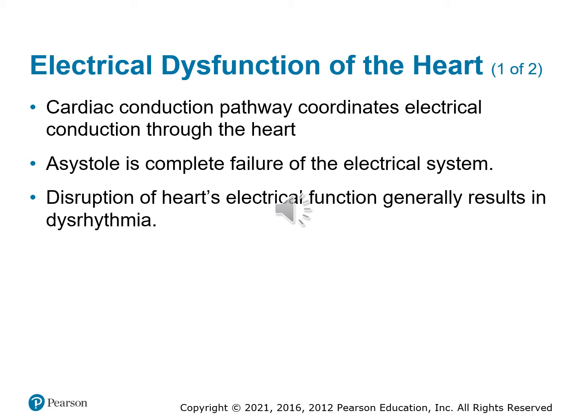On the electrical side, the cardiac conduction pathway coordinates all that electrical conduction through the heart. So if there's a problem with the pathway, there's going to be a problem transmitting that electrical impulse. Asystole is a complete failure of the electrical system. Asystole is seen on our monitors as a flat line, so if you think about it, there's zero electrical activity. The SA node and the AV node are not firing. There are no other electrical impulses traveling anywhere within the cardiac muscle.